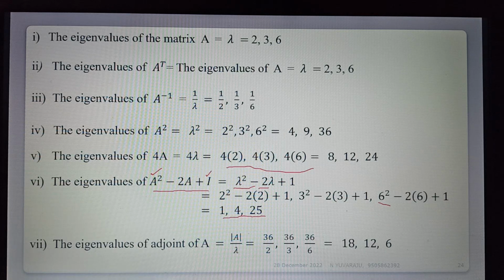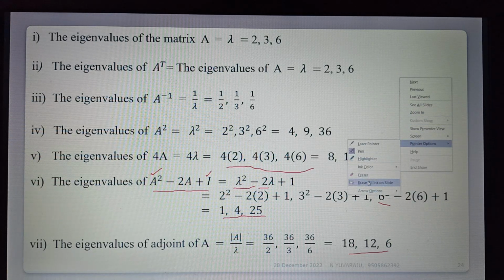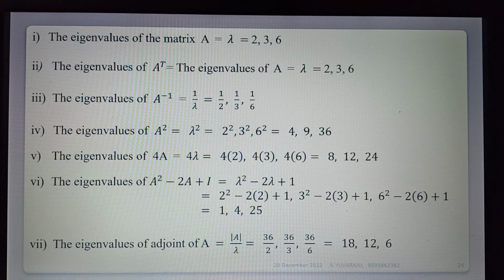Next, lambda for each eigenvalue. So that is 36 by 2 comma 36 by 3 comma 36 by 6, that is equal to 18, 12, 6. So this is the eigenvalues of the given matrix by using properties of eigenvalues. Okay. So next one.